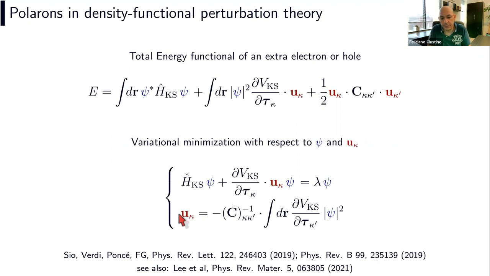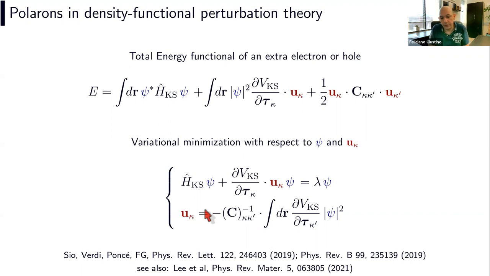And the second one tells me the relation between the electron wave function, so where it's sitting, and then the atomic displacement. So this formulation fixes the problem of the self-interaction, but it does not address the problem that I might need a very large supercell to perform this calculation.